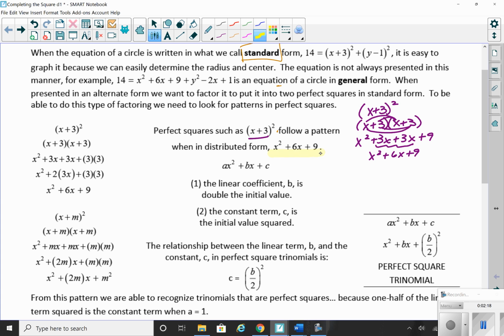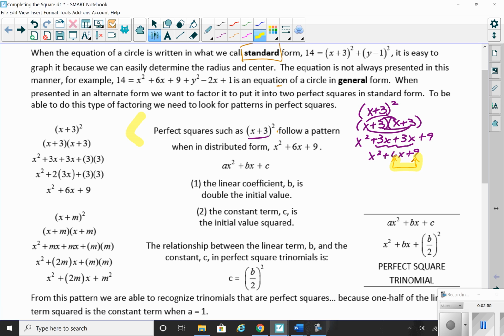We want to try to create a perfect square here. So if I took that middle term, my b value, which is 6, and cut it in half and then square it, that would give me a perfect square trinomial. 6 cut in half is 3, right? And 3 squared is 9. So that's considered a perfect square trinomial, right? Looking at the relationship between that b value and c value, we can tell just by looking at that trinomial that it's a perfect square trinomial. Again, because the b value cut in half squared is the c value, right?